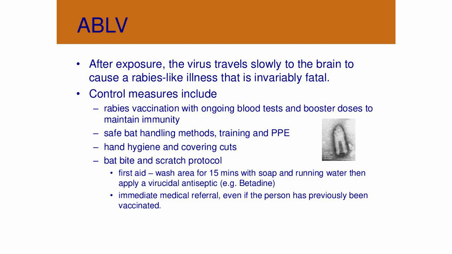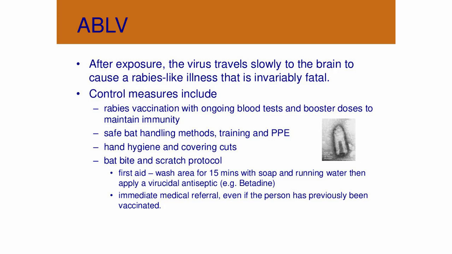So examples of control measures for ABLV, and again for contact transmission in this context, they include rabies vaccination. So there's no ABLV vaccine, but the rabies vaccine provides cross protection because the two viruses are so closely related. But the bottom line is that no one should handle bats unless they've got current rabies immunity. And this includes having ongoing blood tests and booster doses of rabies vaccine to maintain immunity.